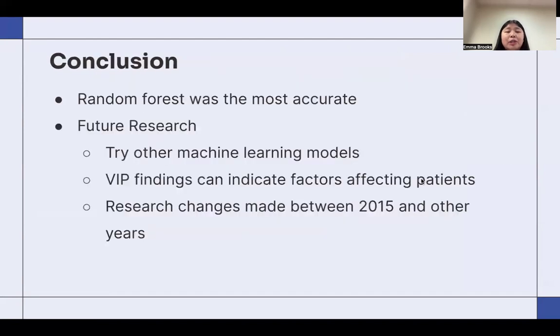So in conclusion, our random forest was the most accurate model, as I was expecting, and the Windsorization helped even more. So for future research, I would want to try other machine learning models, or possibly more hyperparameters that I could try to tack on along with the mtry and the number of trees. And in context of the original problem, I think our very important predictor findings could indicate characteristics that are affecting patients from getting good early care. And then I would also like to research the changes between 2015 and other years to see what changed between 2015 and 2016 that was causing patients not to get a quicker treatment period. Like, were there policy changes or were there any discoveries in the field that led to better care?